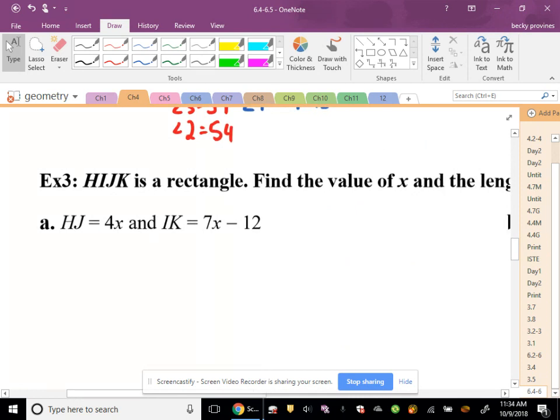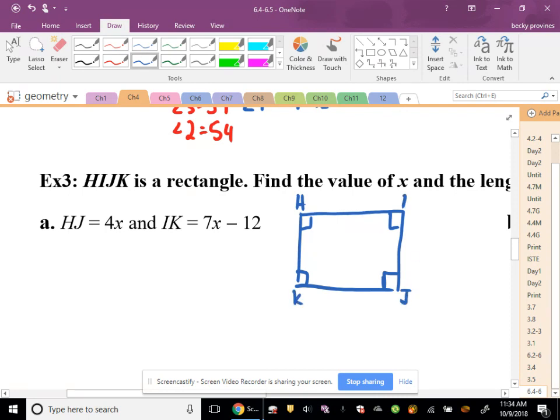For example 3, we have a rectangle. I like to see this picture, so I'm just going to draw any old rectangle. It could be a sketch, it doesn't have to be pretty. When you label the sides, they need to go in consecutive order. So start with a side and just go around like a clock. You're not allowed to skip around.